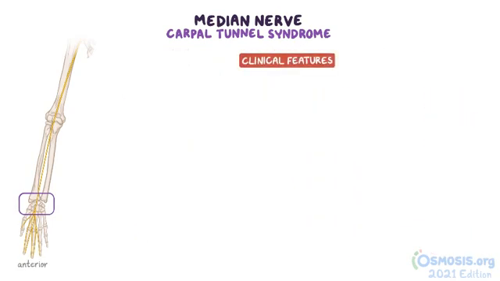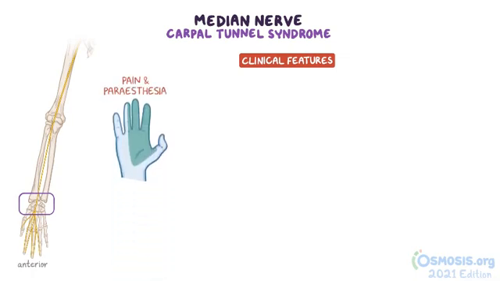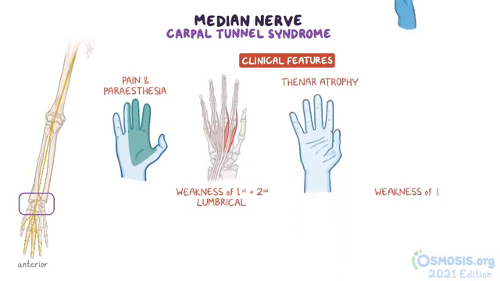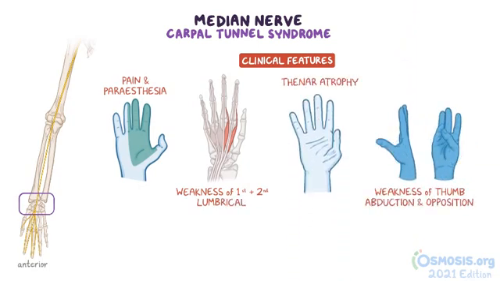Symptoms of median nerve injury would be pain and paresthesia in the radial 3.5 digits, weakness of the first and second lumbrical, thenar atrophy, and weakness of thumb abduction and opposition of the affected hand.